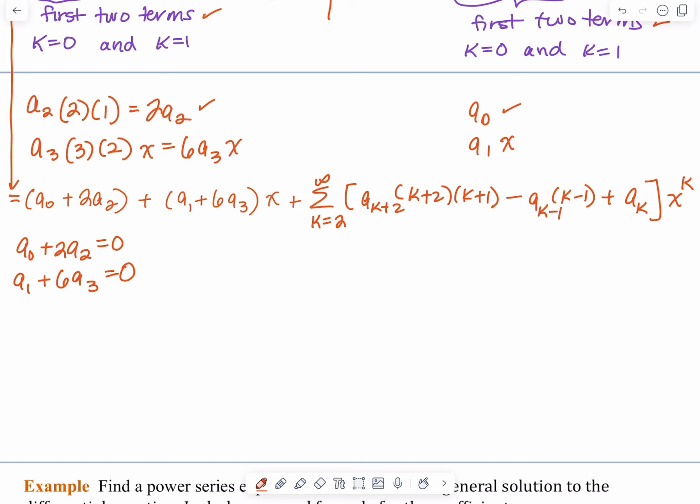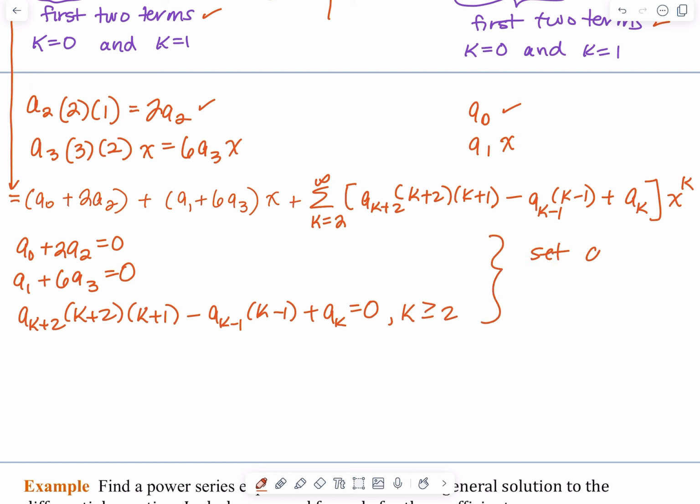And a sub k plus 2 multiplied by k plus 2 times k plus 1 minus a sub k minus 1 multiplied by k minus 1 plus a sub k also equals 0. So here we are setting, and this needs to be for k greater than or equal to 2, so we will set all of our coefficients equal to 0. And of course, that's because this is equal to 0.